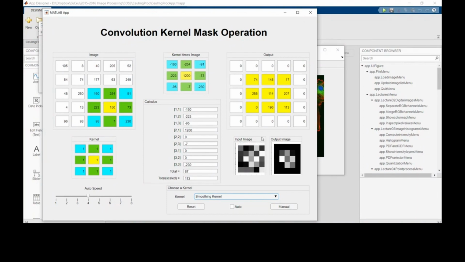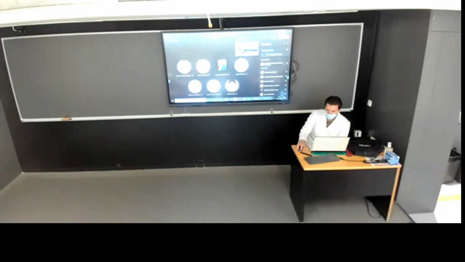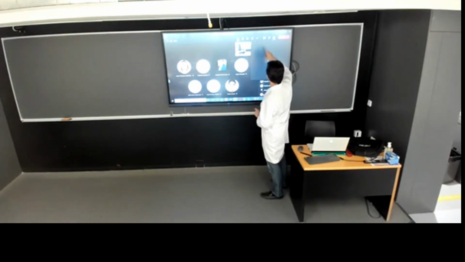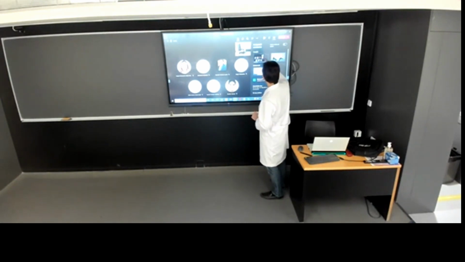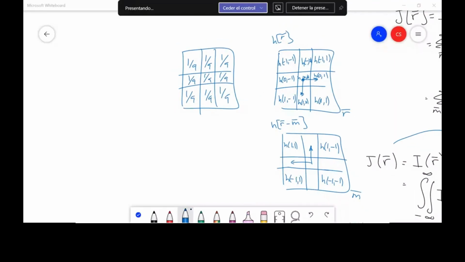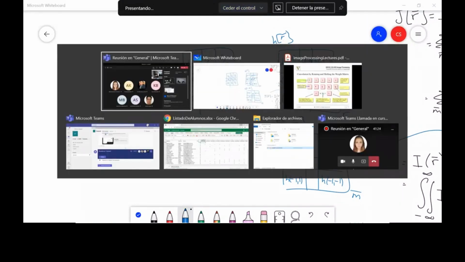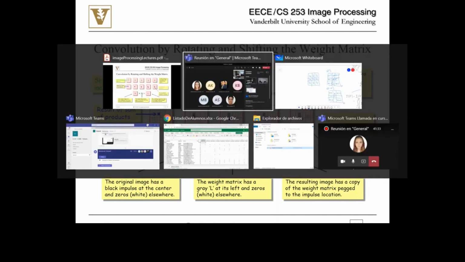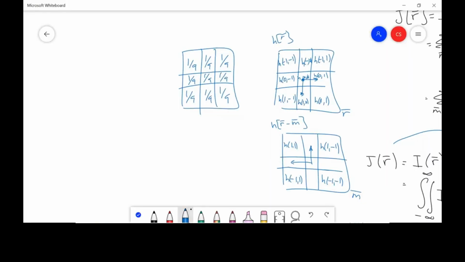Okay, so now we understand convolution. So let's move to, let us share the screen again. Okay, so let us see a property. There is a property of convolutions that I know.